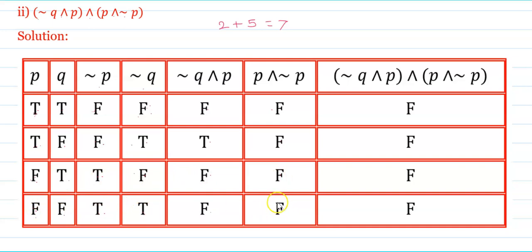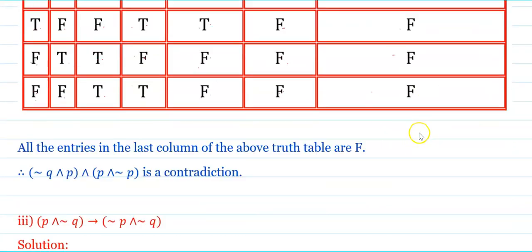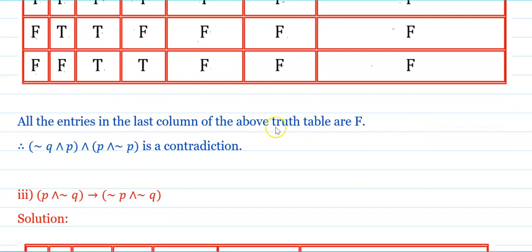Okay. Now the next, we'll find out the and between these two columns. F and F is F. T and F is F. F and F is F. F and F is F. All the entries in the last column are F, and hence the given statement pattern is a contradiction.